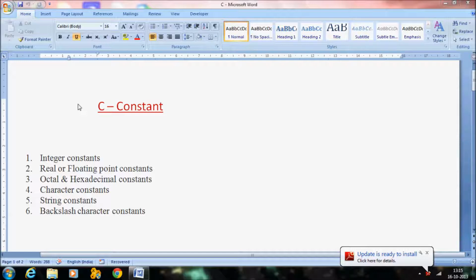The first one is integer constants, then real or floating point constants, octal and hexadecimal constants, character constants, string constants, and backslash character constants.